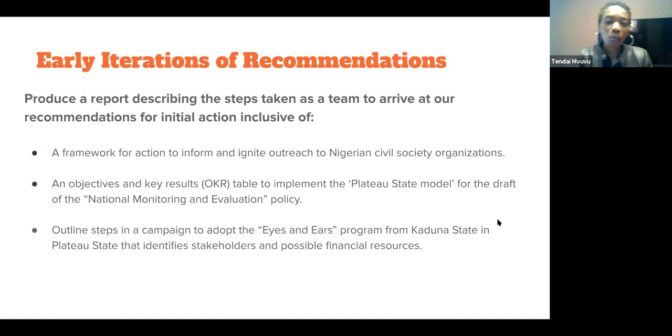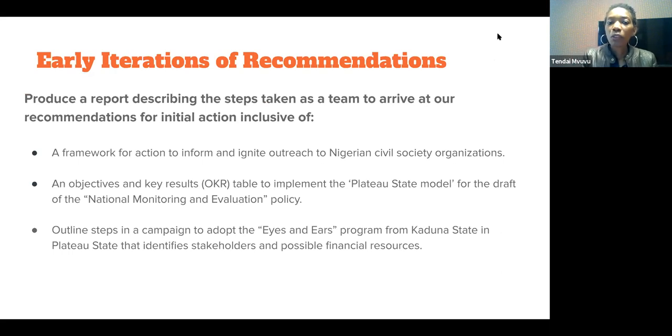I'm Tendai Mvuvu, and I'm going to continue from where Matt left off. So the identification of the entry points was very important in that it allowed us a starting point into identifying possible suggestions that could help mitigate the ongoing problem of project abandonment in Nigeria.